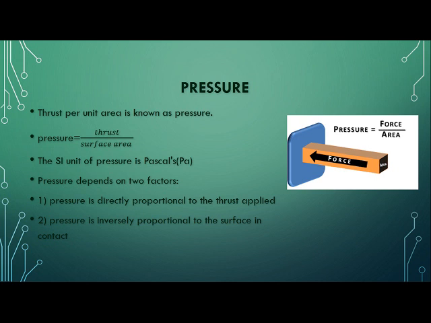Now, children, this pressure depends on two factors. What are the two factors that determine the pressure? First is how much thrust is applied. More is the thrust, more will be the pressure. Less is the thrust, less will be the pressure. Right? So pressure is directly proportional to the thrust that is applied. That means the more force applied, the more the pressure. The less force applied, the less the pressure created.